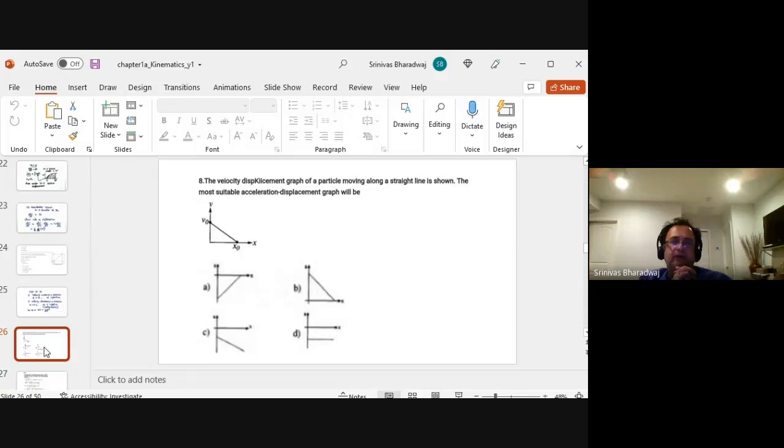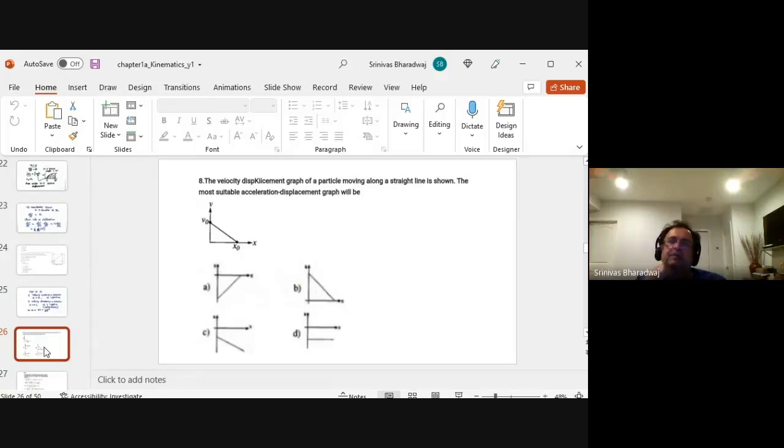v equals v naught plus... you write this equation as ax plus by plus c, right? x by a plus y by b equals 1, right? So v by v naught plus x by x naught equals 1, right? Then you remanipulate that, and you will get a linear equation in which v is a function of x, right?